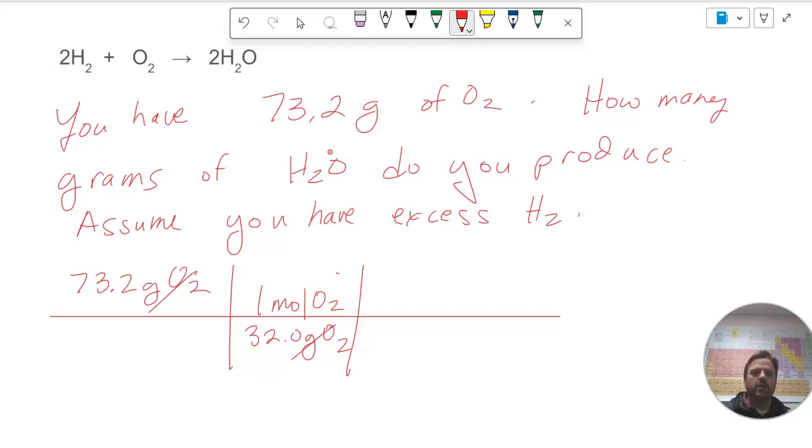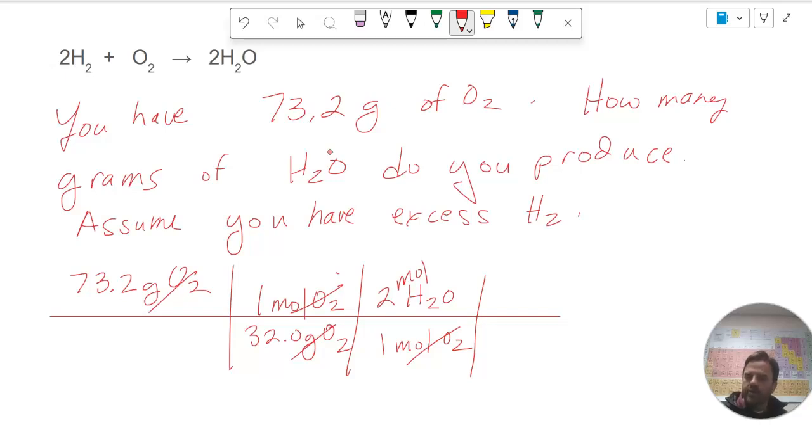The next thing we have to do is look at our mole to mole ratio to figure out how many moles of water we're going to produce for every mole of O2. So remember, we're converting to moles of H2O. So we put 2 moles of H2O for every 1 mole of O2. And all we do is cancel out moles of O2. If we did the calculation right now, we would have an answer in moles of H2O.